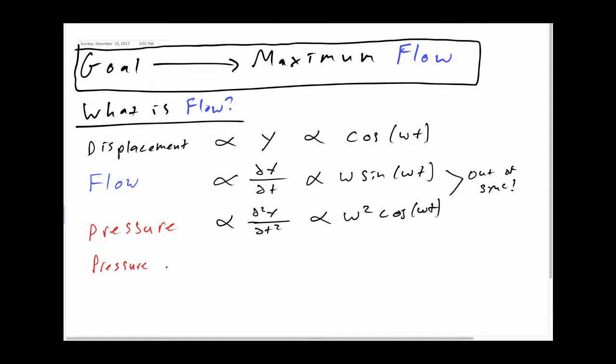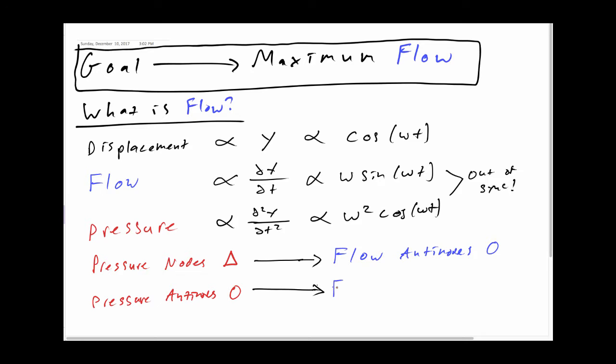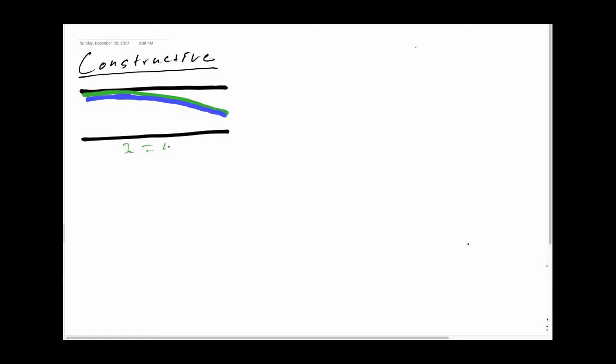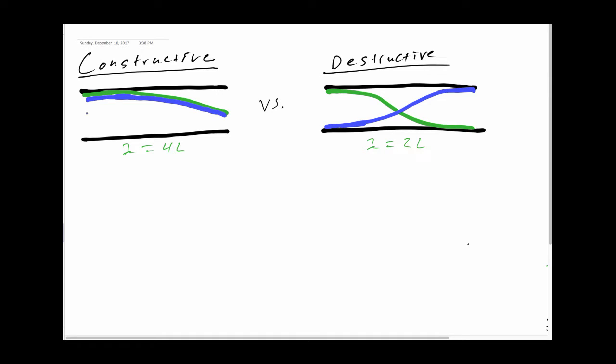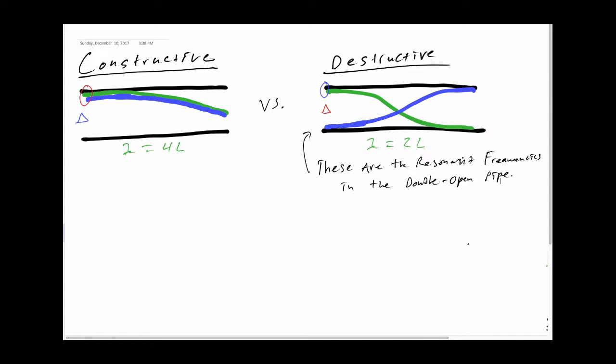Thus, pressure nodes correspond to flow antinodes, and pressure antinodes correspond to flow nodes. So, to attain maximal flow as is desired, we want to aim to have a minimum amount of pressure at the glottis, or a pressure node, and thus a flow antinode. Thus, it is wavelengths of destructive interference in pressure that correspond to resonant frequencies in the double open tube.